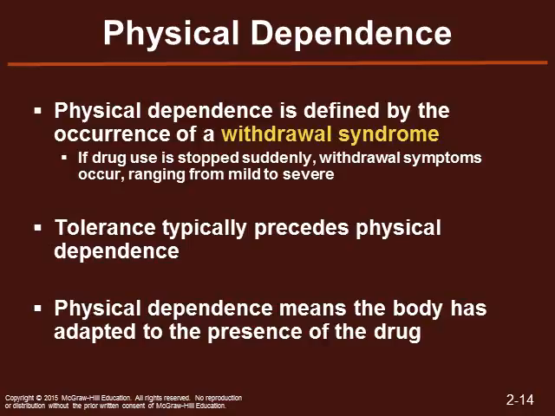Now our second category was physical dependence. Physical dependence has a very straightforward definition, and that is the occurrence of a withdrawal symptom if drug use is suddenly stopped. Typically, we're going to see tolerance come first and then physical dependence come after. Physical dependence means that your body has adapted to the presence of the drug as a regular feature of your life. And when you stop consuming the drug, you start to see those after effects, that withdrawal syndrome, because you have stopped consuming.